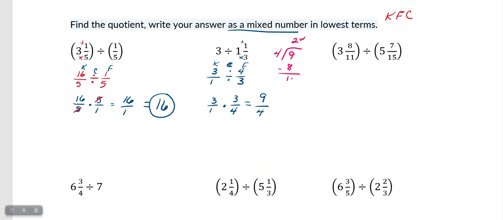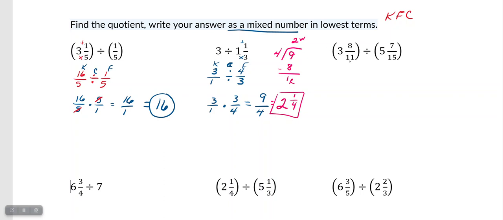So up here, the 2 is my whole. The 1 is my remainder. So I'm going to write it as 2 1/4. So 9/4 equals 2 1/4. And 2 1/4 is the answer that I want in Hawks, or I want on my assignment.